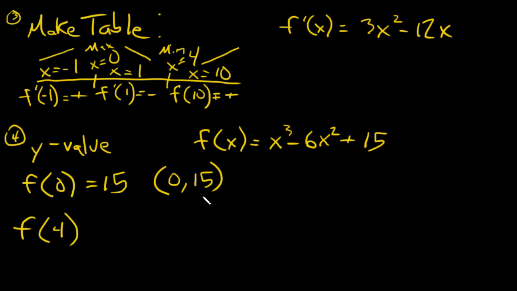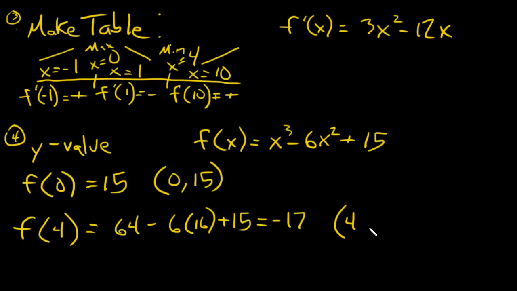64, so this is going to be positive 64, and then minus 6 times 16 plus 15. So this is going to give me 79 when I add 64 and 15, and then this is subtracting. This is going to be 96, so 79 minus 96 is going to be negative 17. So this point is going to be located at 4, negative 17.